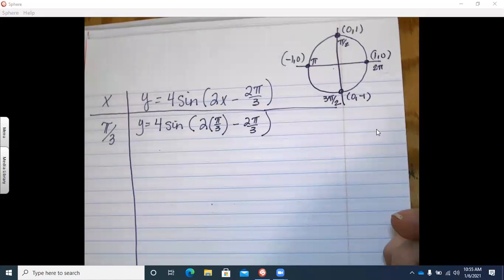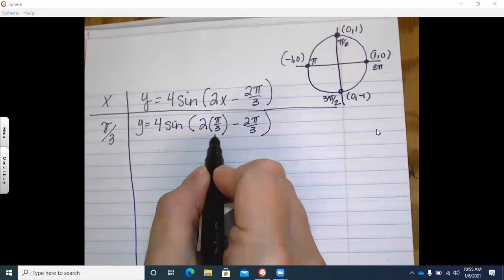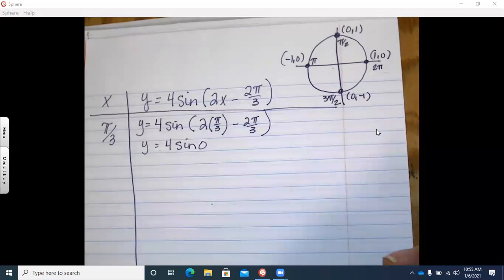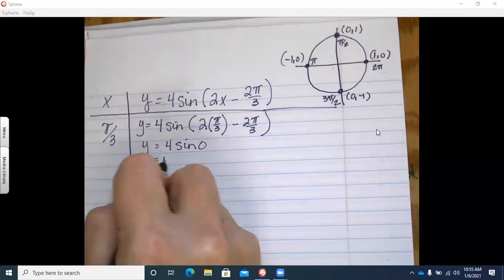Well, isn't 2 pi over 3, or 2 times pi over 3, isn't that 2/3 pi? So do what's in your parentheses first. What's 2/3 pi minus 2/3 pi? 0. So basically, I'm going to find the sine of 0 first, which is 0. So 4 times 0 equals 0. So at pi thirds, I'm going to plot a point at 0.